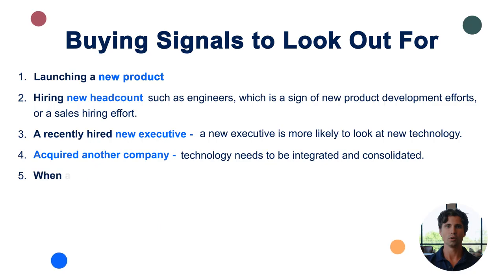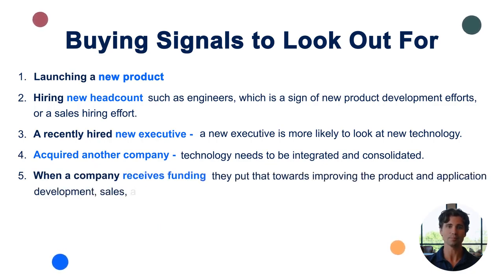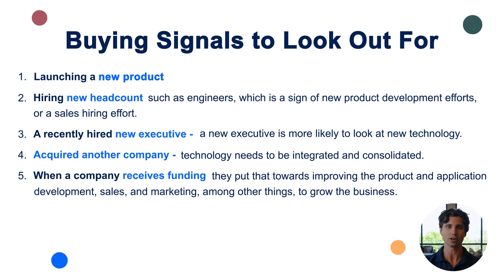If a company has received a new $1 million funding round, that's a great signal, and you can see that typically on Crunchbase. When a company receives funding, they put that towards improving the product and application development, sales and marketing, among so many other things to grow the business. Often on Crunchbase or by Googling a company, you'll find an article on where they plan to allocate their funding, and you'll get a sense of their initiatives and priorities and how your solution can align to that. And you can call this out in an email or cold call.